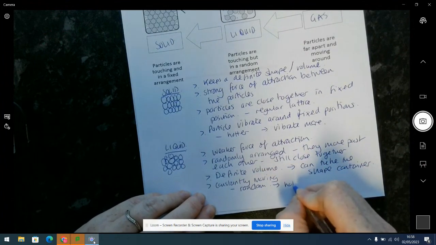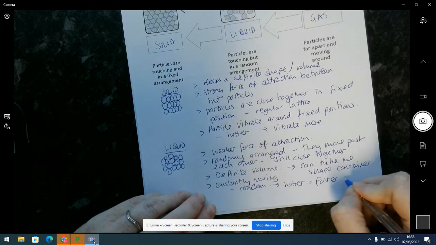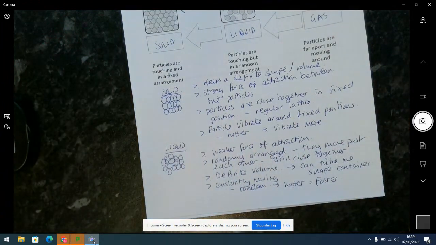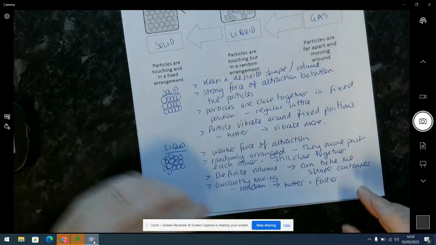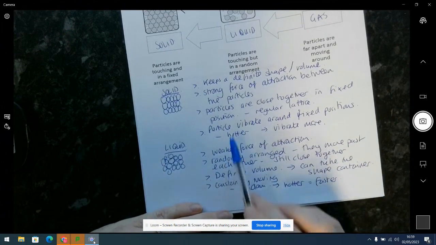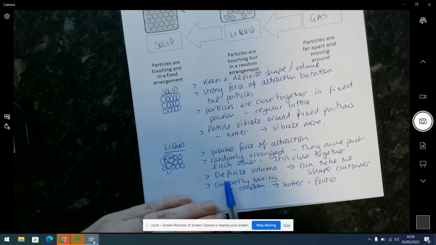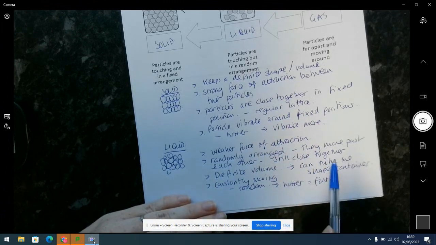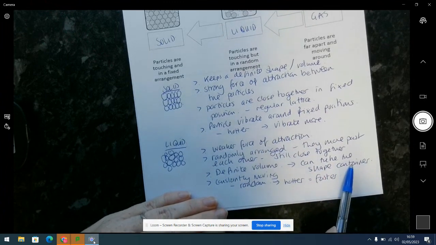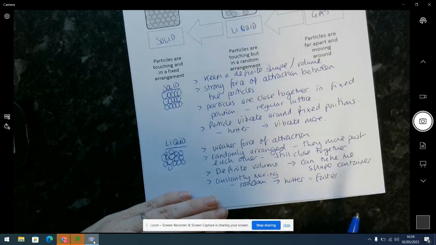And again, hotter equals faster movement, which can eventually lead to expansion. But essentially, those are the key things that we need to know around a liquid. They've got a weaker force of attraction than a solid. They're randomly arranged, and the particles can move past each other, but they're still touching. They have a definite volume, but they take the shape of whatever container they are in. Their particles are constantly moving, this movement is random, and when you heat the particles up, it makes them move faster.